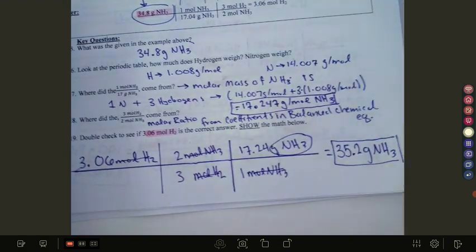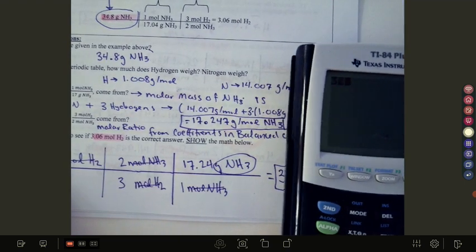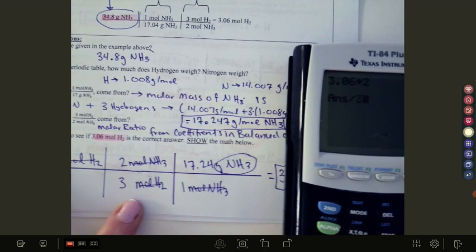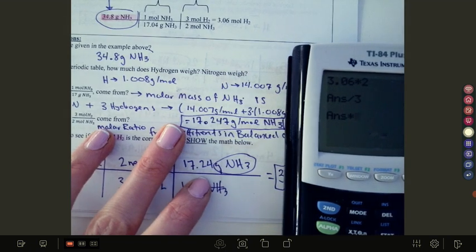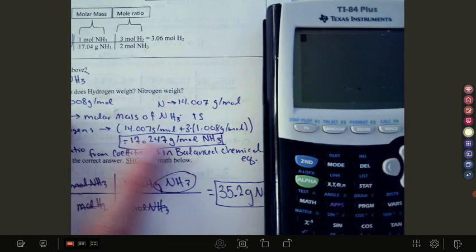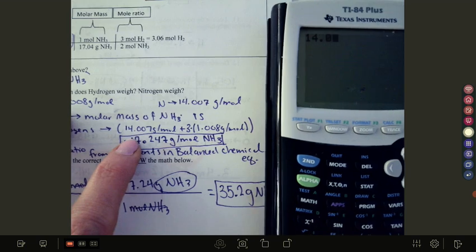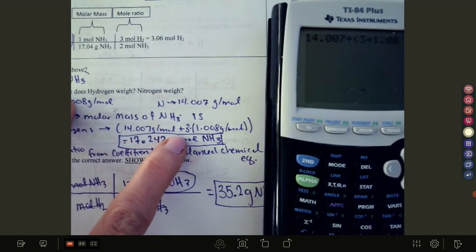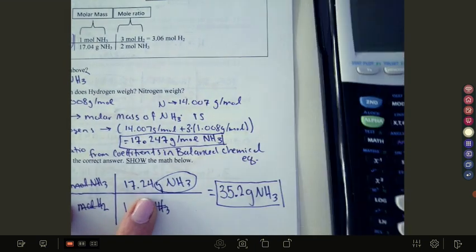Oh, thank you. Very well could be. Did I still fat finger it anyways? 3.06 times 2 divided by 3. My mass, is that what's wrong, or is my final number? Oh, okay. Very well could be here. 14.007 plus 3 times 1.008, 17.031.